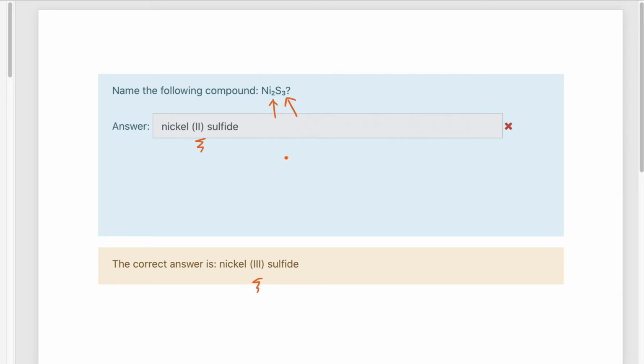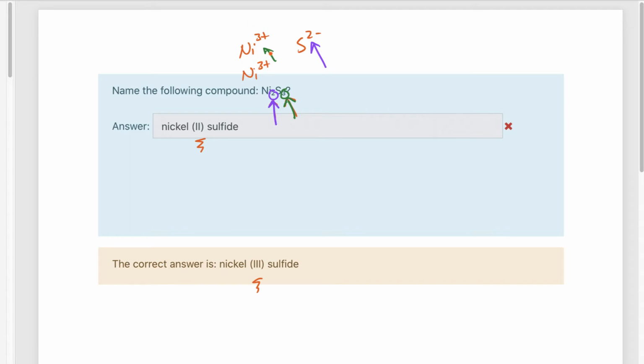Let me just sort of break this down. In this compound, we have the nickel 3 with a sulfide with a -2. And what I want you to notice is that the 2 here corresponds to the 2 on the nickel, okay? And then the 3 here corresponds to this 3 subscript on the sulfide. What this is doing is something like this. It's saying that, okay, I got 2 nickels here.